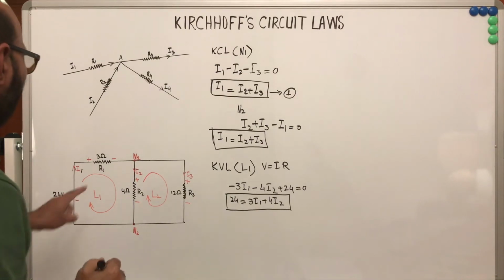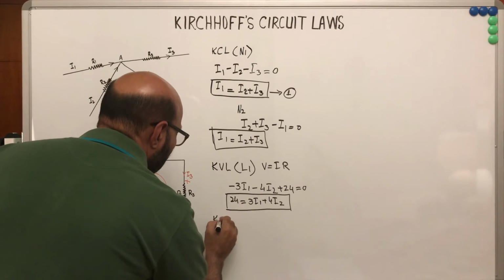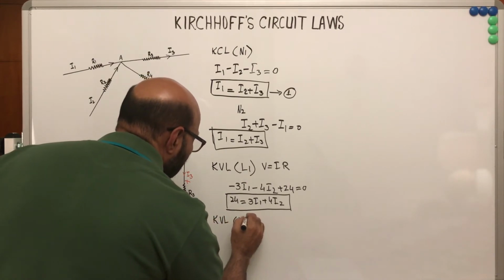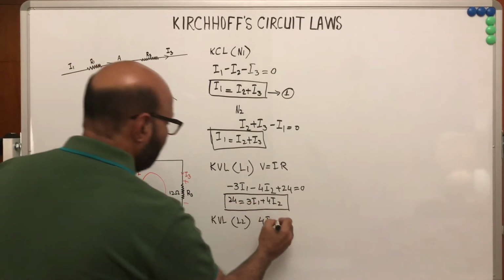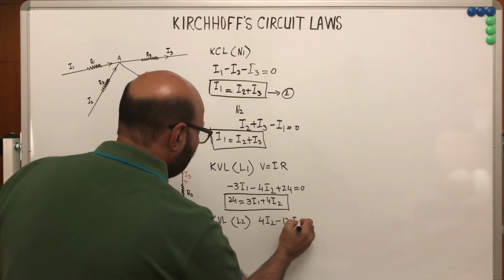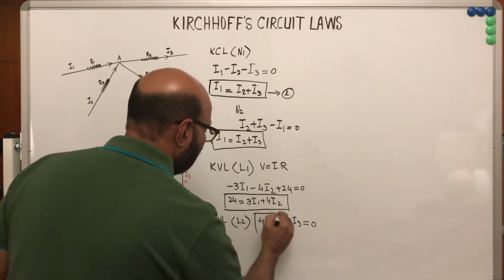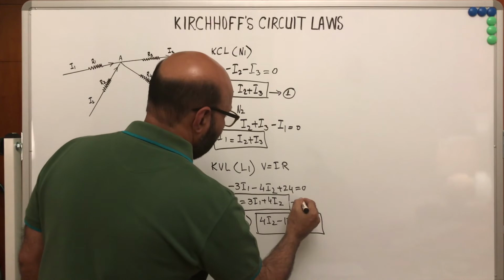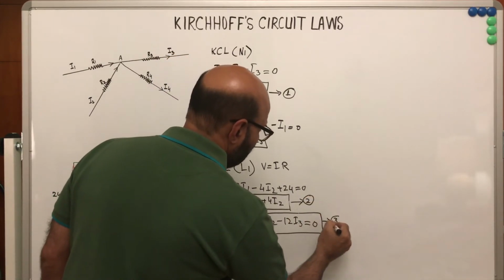Okay, now we will apply Kirchhoff's voltage law on loop 2. 4I2 minus 12I3 is equal to 0. This is our equation 2 and this is equation 3.